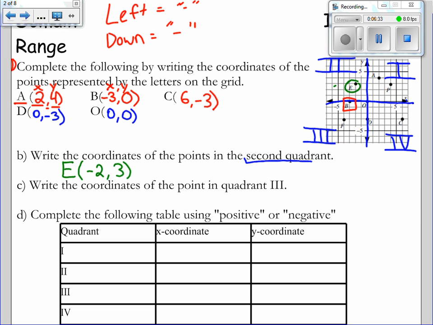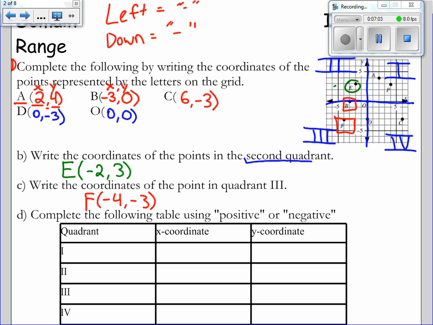All right, C. Write the coordinates of points in quadrant 3. I want you to pause the video, see if you can answer it, and then check. So if we look over in quadrant 3, we find that only F is down there. And the point for F was 4 to the left, so -4. And then 3 down, so -3. And that is our point.